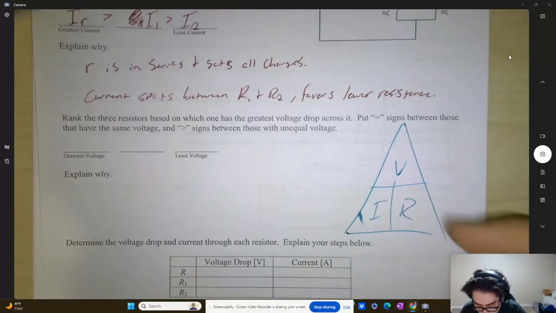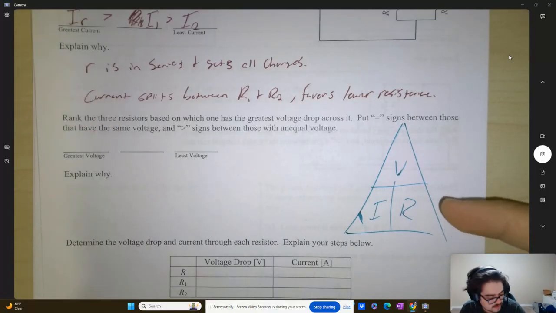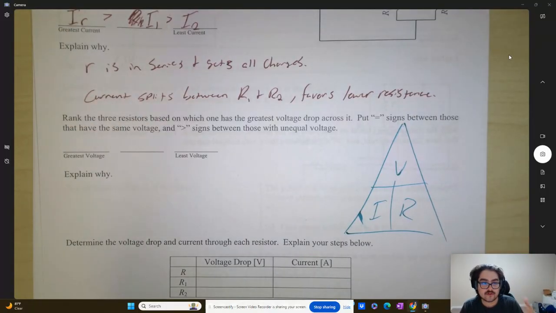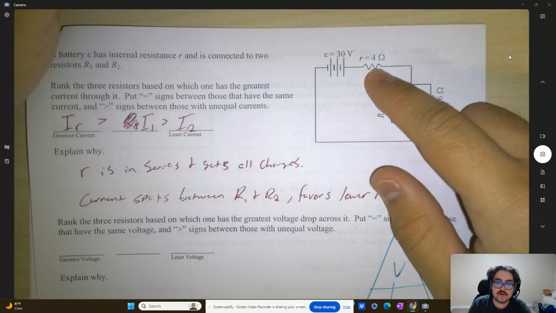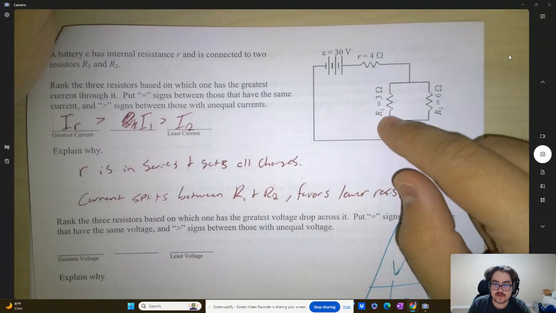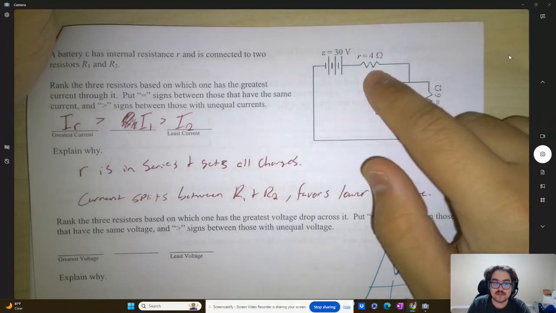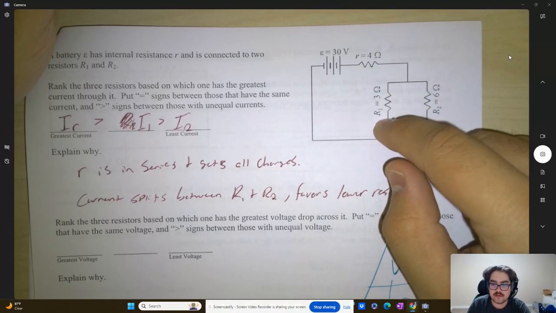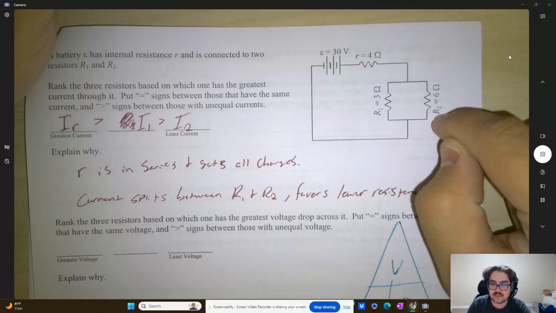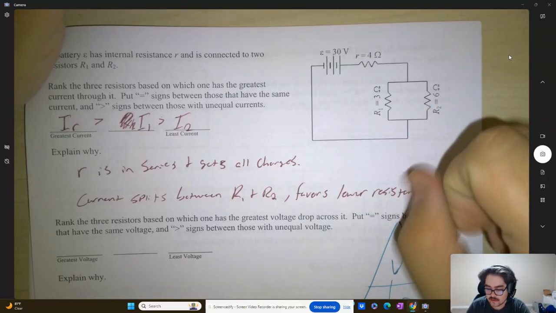Okay. So, V equals IR, right? So depending on current, but also depending on resistance. So we know that little r has more resistance than R sub 1 and R sub 2, and it's also getting the most current, right? It's more resistance than R1, but less resistance than R2, but it's also getting all of the current.